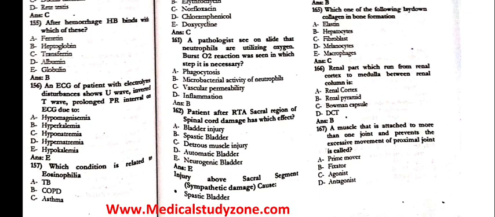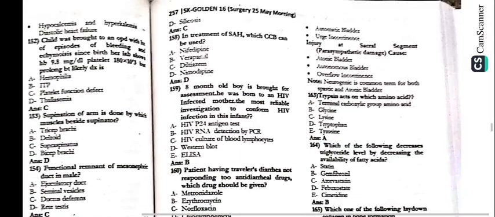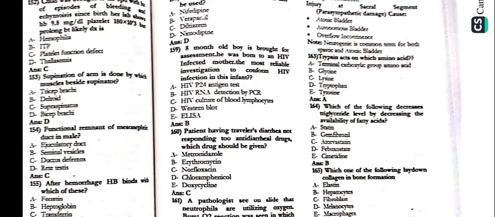162, patient after artery sacral region of the spinal cord damage has which effect? That is E, the neurogenic bladder. Next, 163, the trypsin acts on which amino acid? That is alpha terminal carboxylic group amino acid.